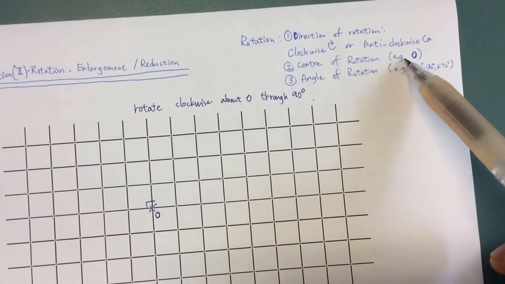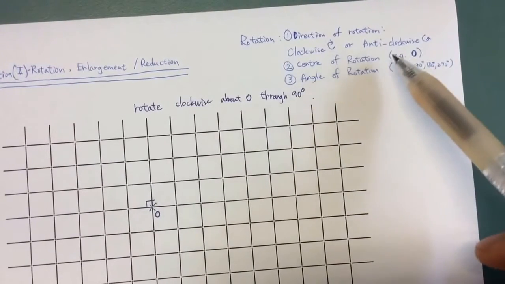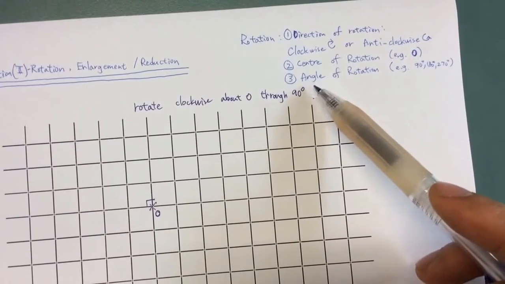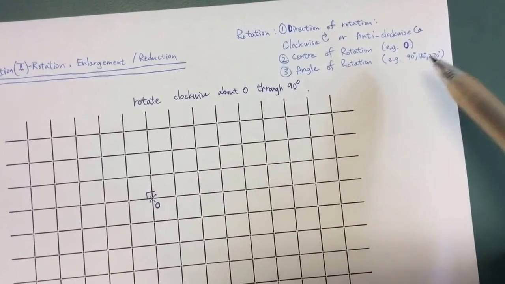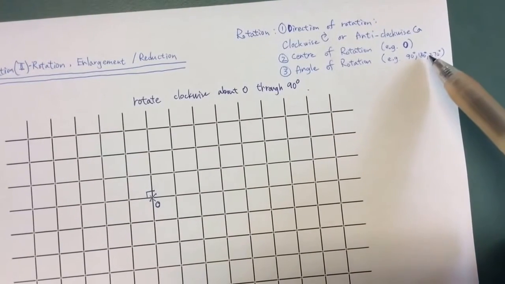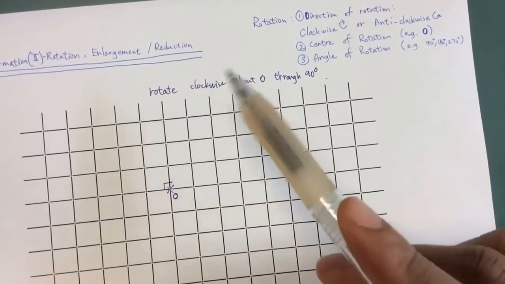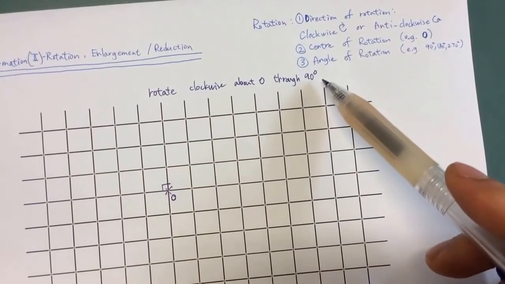We have to think about whether it is O. Rotate about this point. The third thing is the angle of rotation, which is about how many degrees, let's say 90 degrees or 180 degrees or 270 degrees. So altogether, what does it mean? We may see something like this: rotate clockwise about O through 90 degrees for a figure.